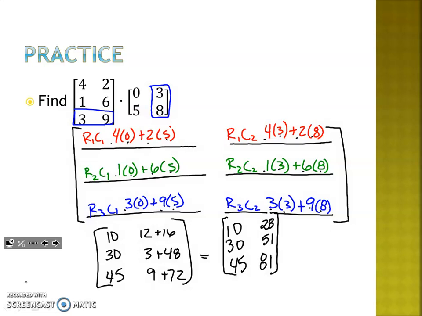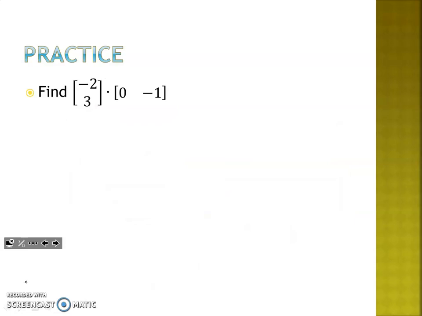Pause that quick just so we can get through it here. This is my product matrix here. 12 plus 16 is 28, 3 plus 48 is 51, 9 plus 72 is 81. Once you get this part down, it's just simple addition. We have one more left here.